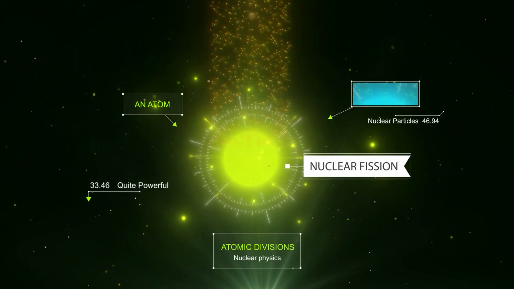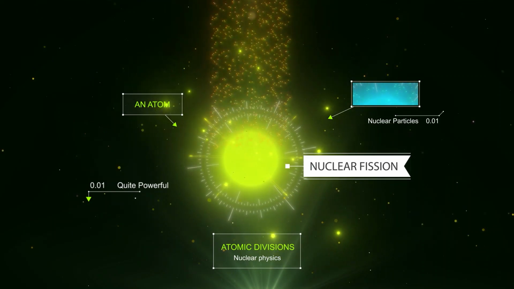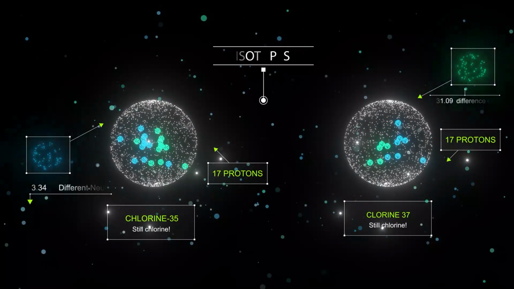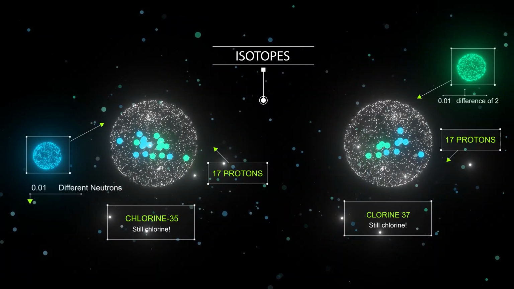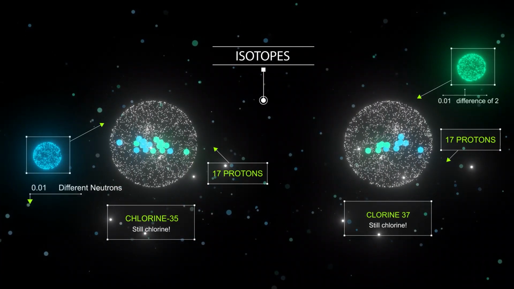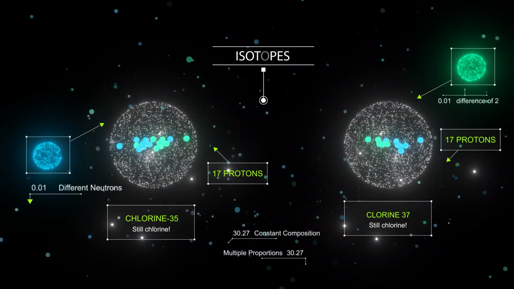Under the first rule, we have been able to divide atoms in a process known as nuclear fission. We have discovered isotopes of elements, and this proves that they don't have the same mass. But the atomic theory perfectly explains the law of constant composition and the law of multiple proportions.